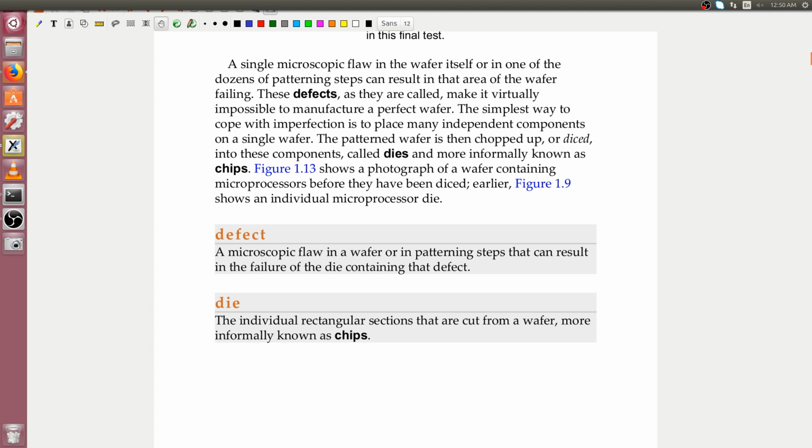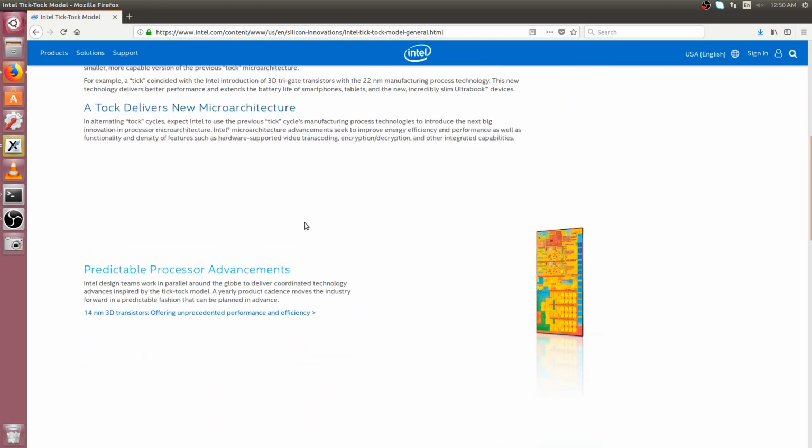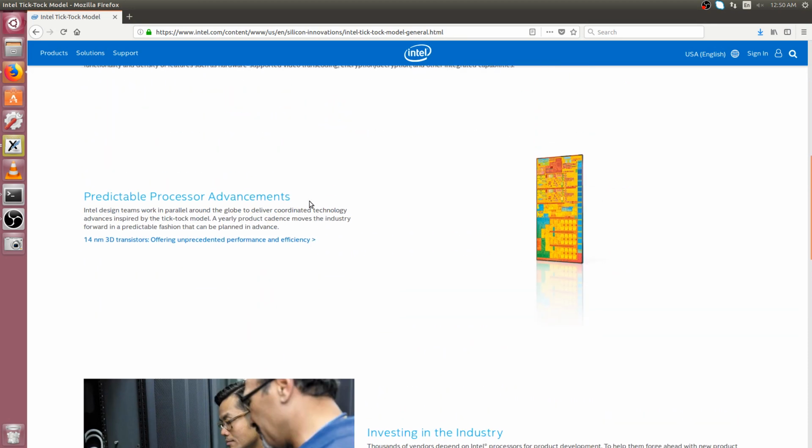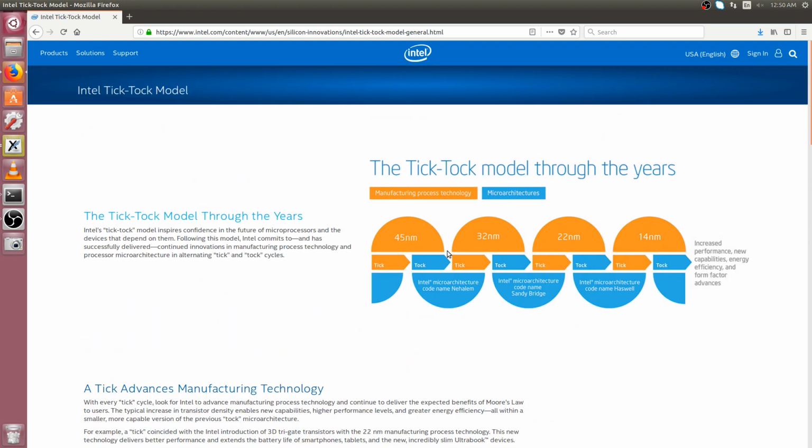Okay. I mean, that seems like a fairly reasonable explanation. I don't know how long ago this is from, but so okay, this is on Intel's site. How old is this? I mean, this has 14 nanometer 3D transistors on here, so okay, so this is true. So they still do this tick-tock thing.